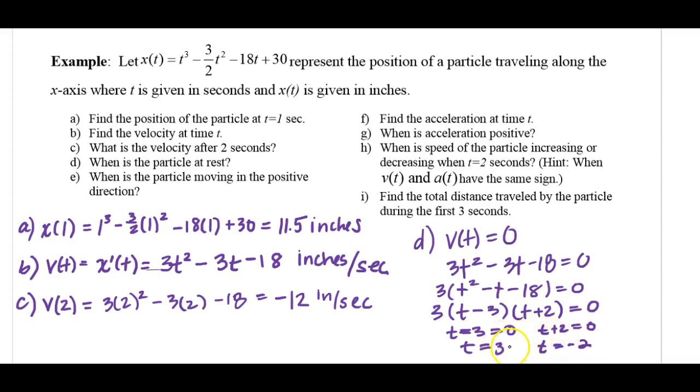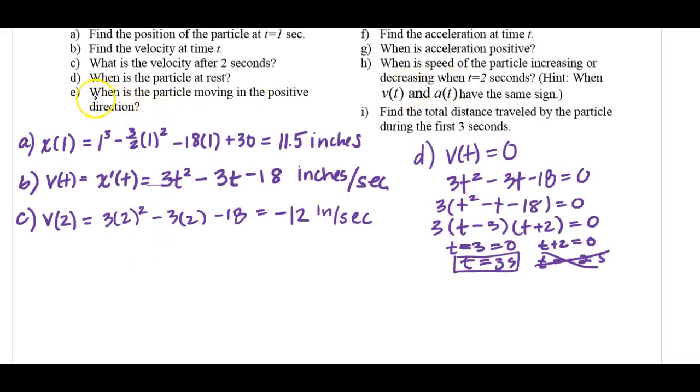Now let's keep in mind the units here are in seconds, so one of these should very obviously not make sense, which is t equals negative 2, because I can't have negative time. So this is not an answer, and I wouldn't take the absolute value of it, I would just ignore it entirely. I cannot have negative time. So in answer to when is the particle at rest, the particle is at rest at t equals 3 seconds.